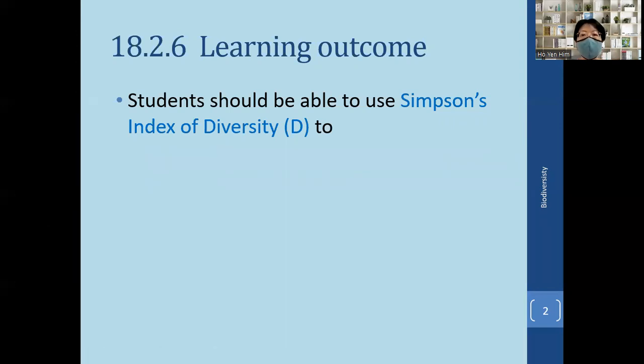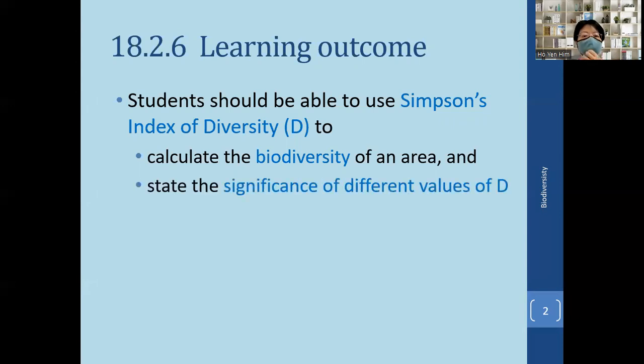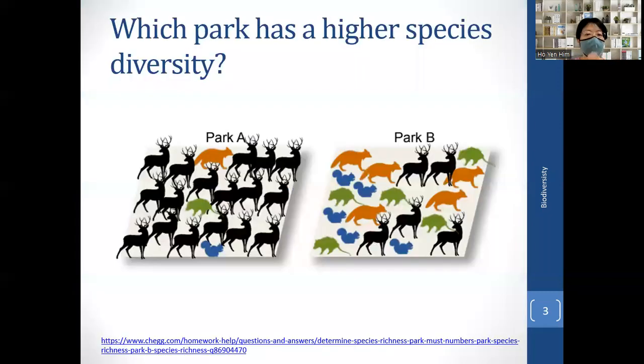So students should be able to use Simpson's Index of Diversity to calculate the biodiversity of an area, in this case, yes, species diversity, and then to state the significance of different values of D for different locations. So higher D means what? Lower D means what? And then the formula will be given to you in the form of a mathematical formula.